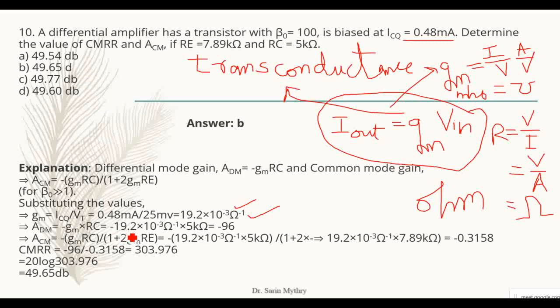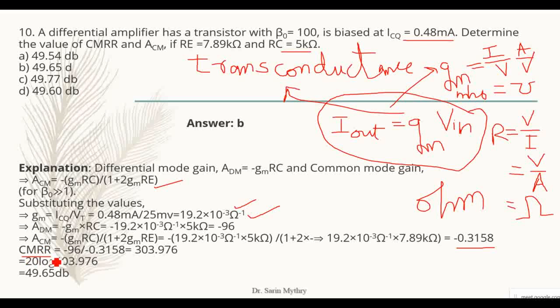Substitute the value of GM. RC is given to us, 5 kilo ohms. And ACM formula, you know, just now we have studied here. Write down the formula and substitute all the given values here and do some simplification. When you do the simplification, you are going to get ACM equal to minus 0.3158.